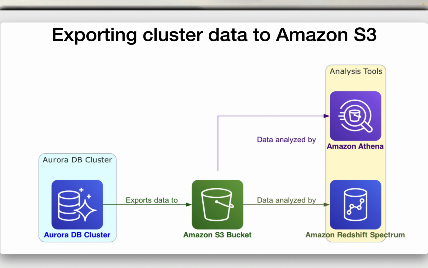Now next feature is exporting cluster data to Amazon S3. So you can export Aurora DB cluster data to an Amazon S3 bucket, and after the data is exported, you can analyze the exported data directly through tools like Amazon Athena or Amazon Redshift Spectrum.